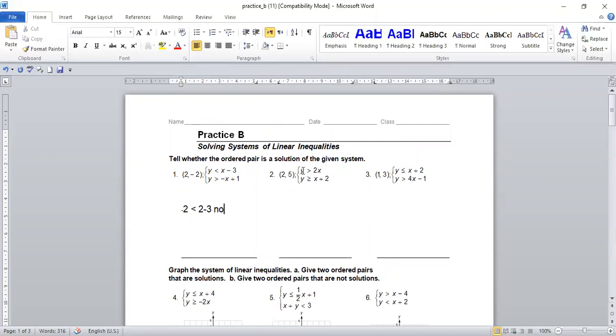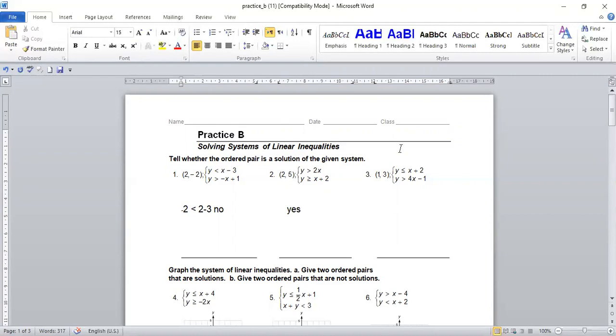Okay, next one, 2 and 5. So here, x is 2, y is 5, so 2 multiplied by 2 is 4. Is y greater than 4? Is 5 greater than 4? Yes, it is. Now here again it will be 5, but instead of 2, it will be 2 plus 2, so it's 4. Is 5 greater than or equal to 4? Yes, it is. So the answer for this is going to be yes, because both the inequalities are correct.